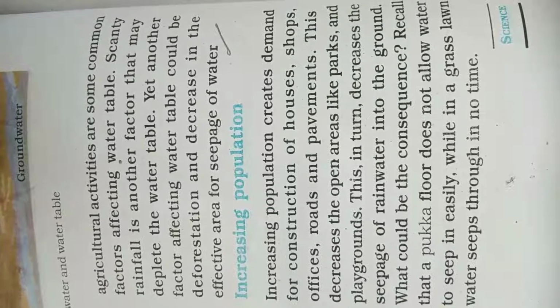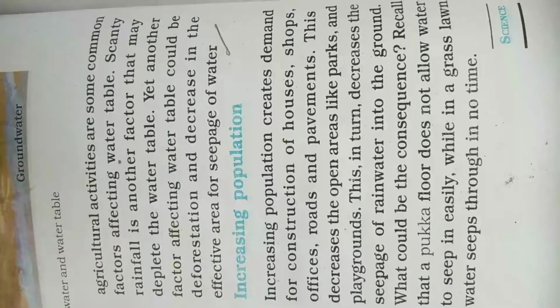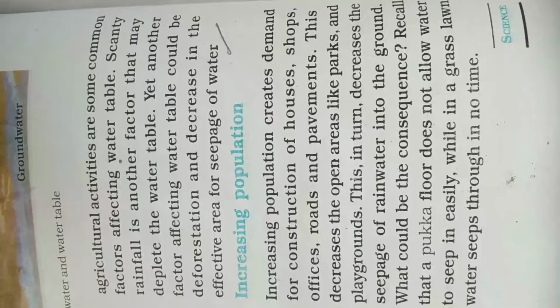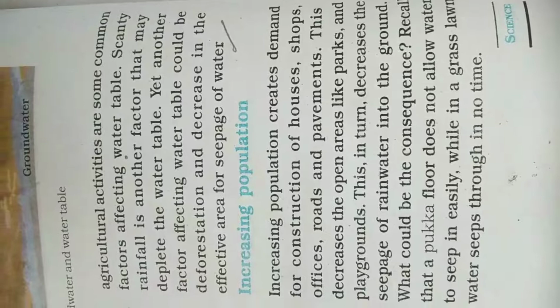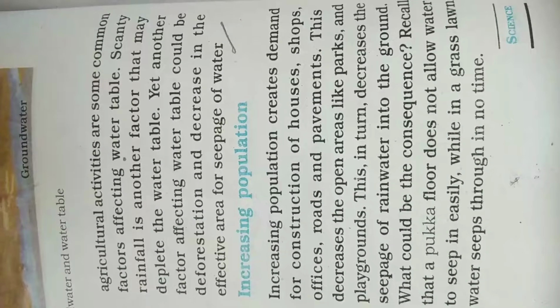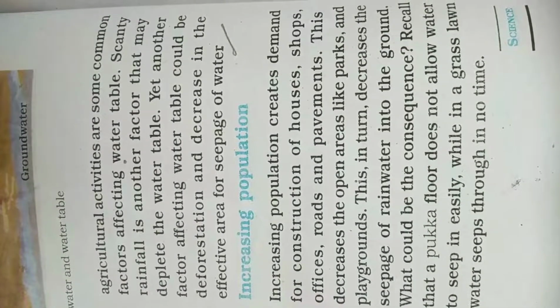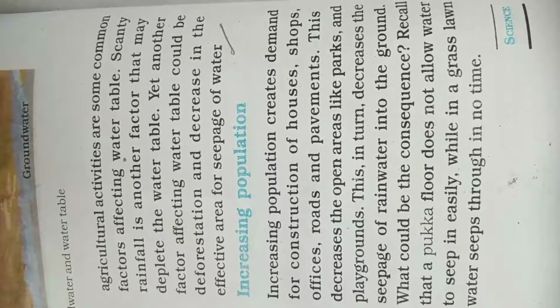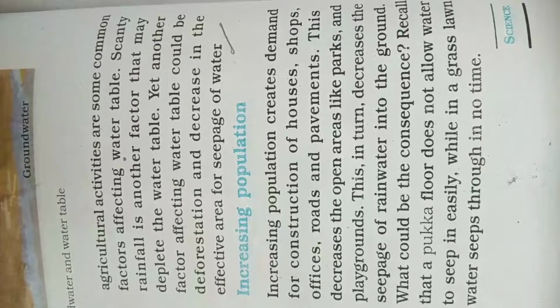Good morning, class 7. Before this, we studied about the depletion of water table. In that, we saw some reasons: increase in population, industries, and agriculture, and many more. They affect the water table. So, we'll discuss increasing population.